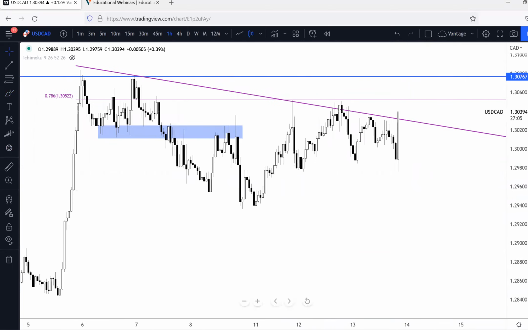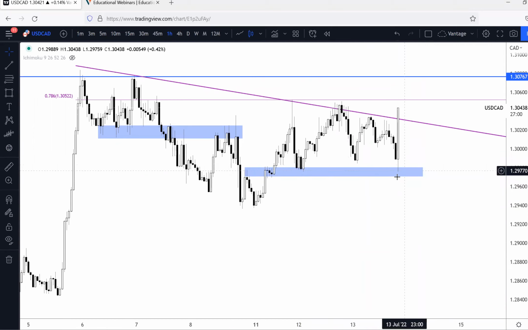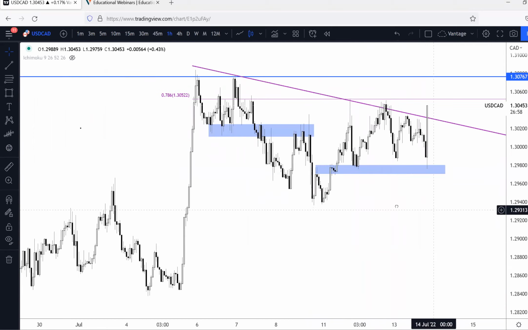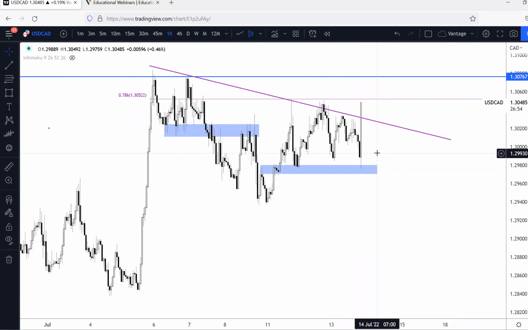So what we want to wait for this bearish move to take place is for price to break and close below this. Right now it's holding below the descending trend line, but you can see over here that support levels are still being respected. So that's what I see on dollar CAD.